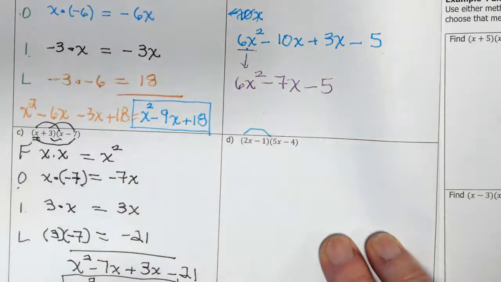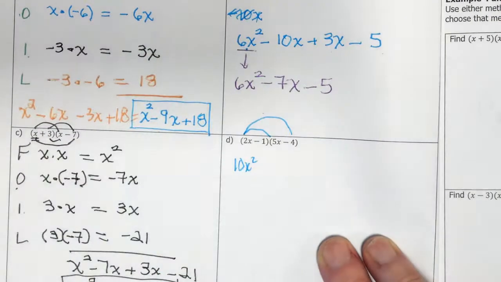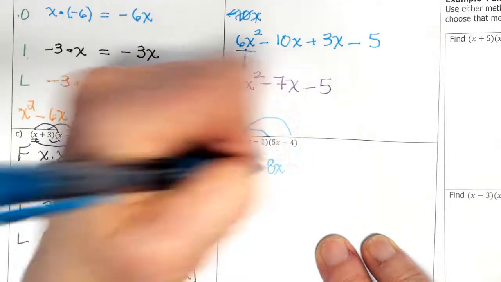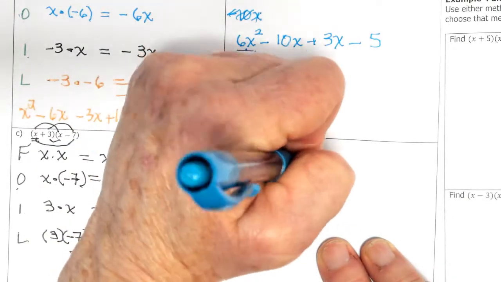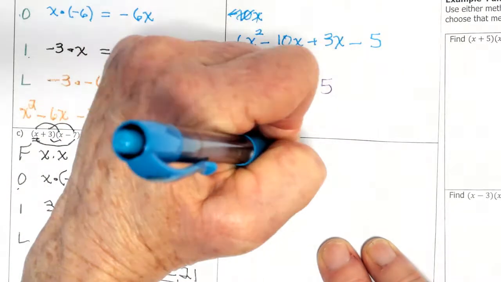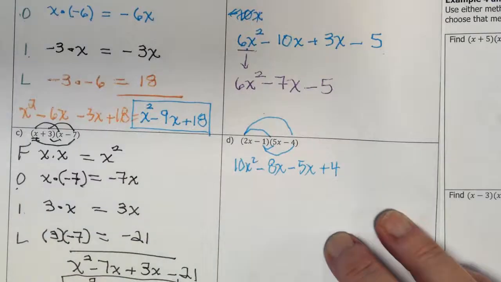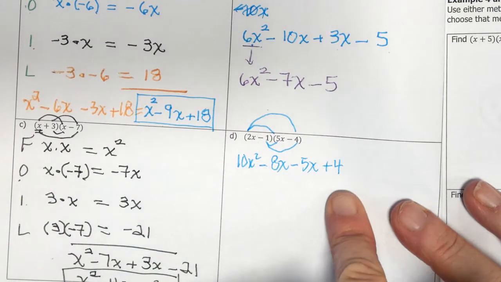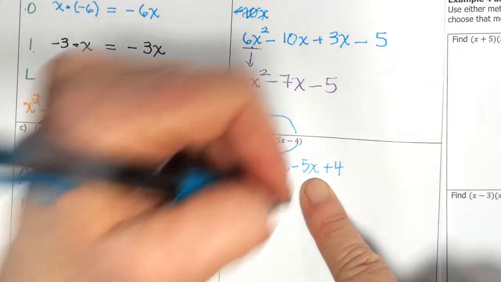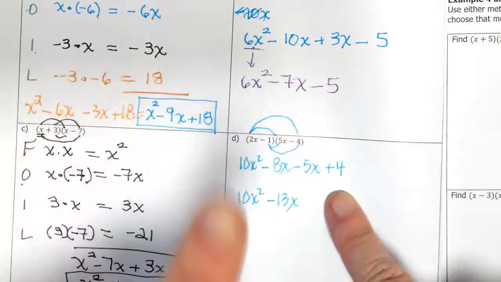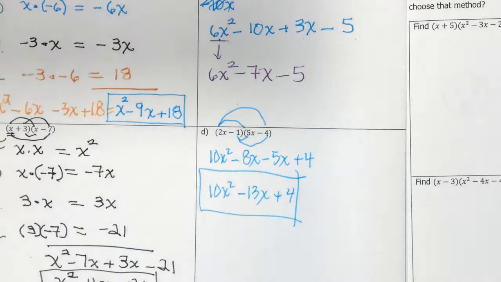Now for D, I'll simply do it using the rainbow method. So I'm going to go 2X times 5X is 10X squared. 2X times negative 4 is negative 8X. I'm going to go inside. Negative 1 times 5X is negative 5X. And then my last terms are negative 1 and negative 4 is plus 4. So now I'm going to combine like terms. 10X squared. Negative 8X minus 5X is negative 13X. And then just plus 4. So, there are my answers.